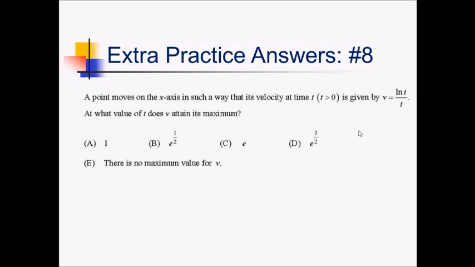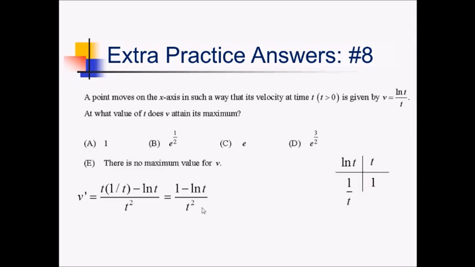So for v prime, we're going to need the quotient rule. That'll be ln of t and t, if I use my box and ribbon here. Derivatives of those are going to be 1 over t and 1. Multiplying with my ribbon now, I've got 1 over t times t minus ln of t times 1, all over t squared. I can simplify this to just 1 minus ln of t, and I'm going to set that equal to 0 now and find some critical values.